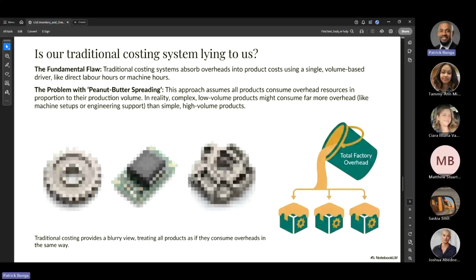Right. So we are almost there, guys. We have a traditional costing system and we have our ABC. Let me make it simple. The traditional costing system provides us a blurry view. When you are looking at how we assign or allocate the overhead, we try to spread it in a way that is consistent, but not necessarily very accurate.